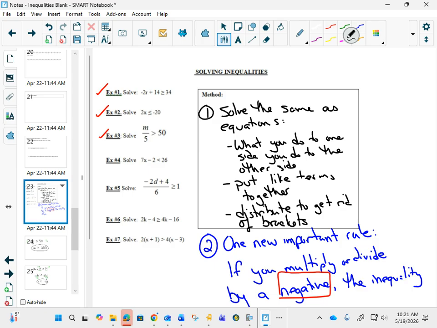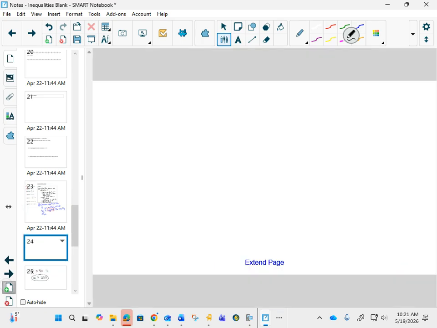Example 4. 7x minus 2 is less than 26. 7x minus 2 has to be less than 26. Can you give me a number that works? Let's try a number and see if it works or not. If you do 2, what's 7 times 2? 14. Minus 2? 12. Is 12 less than 26? Yes, so 2 would work.